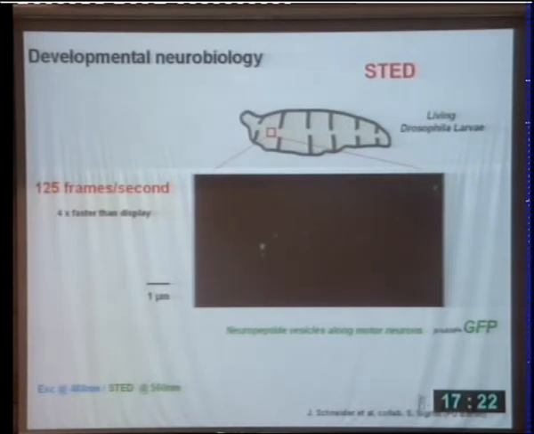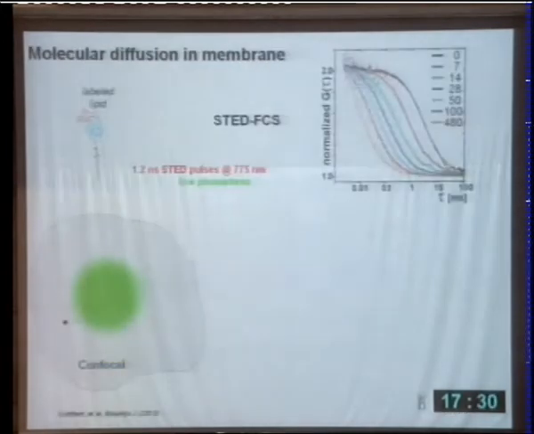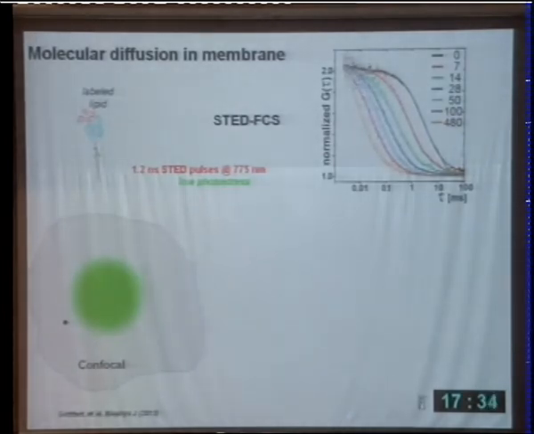Here in this case, it's about 70 nanometers. What's setting the limit to the speed? It's the brightness of the fluorophore in the end. The scanning can be made very fast, obviously. So this is an example of very fast scanning.